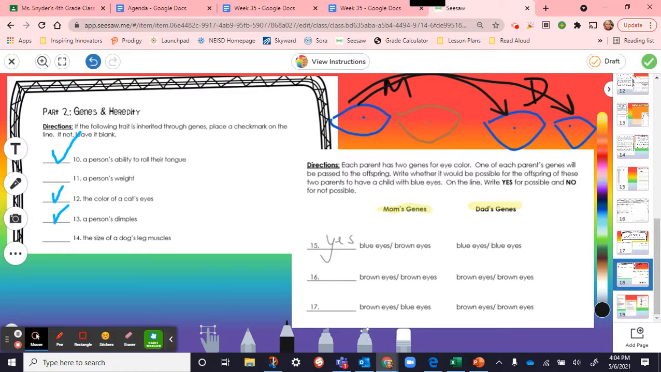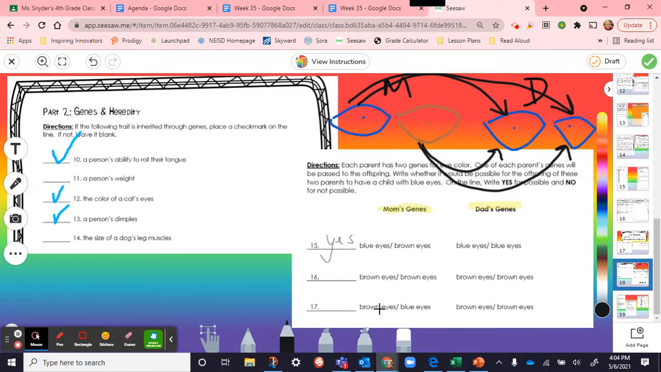Then mom could pass on the brown, and dad could pass on his blue. That child would have brown eyes because the brown is dominant. And then dad could pass on his other blue and mom's brown, and that child would still have brown. So there's a 50-50 chance that that child could have blue eyes. So yes, it is possible. So you're going to go through and you're going to look at the 2 options. So brown, brown, brown, brown. Is there any possibility for that child to have blue eyes?